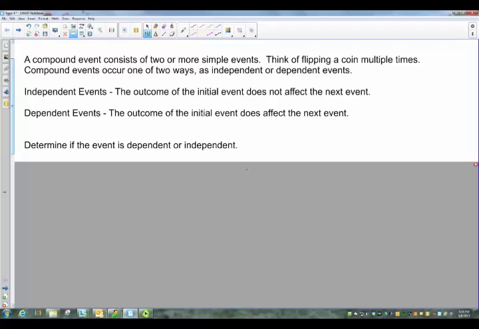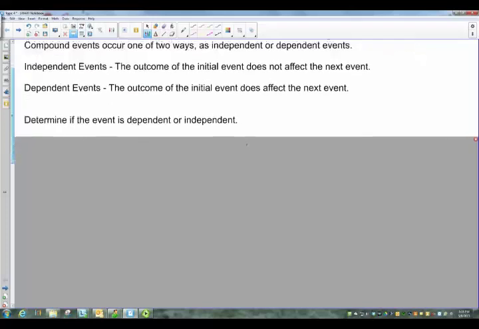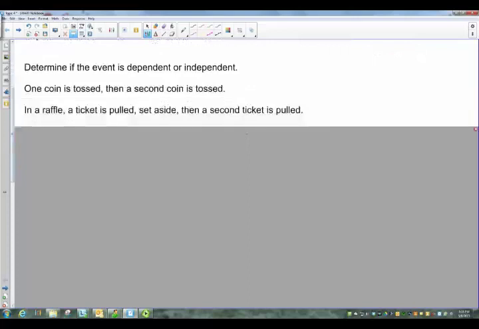Now, if they drew that ticket and put it back in there, there's still 12 total tickets in there. And so, since the sample space didn't change, that is an independent event because you're still dealing with the same number that you started with. So one of the things we want to be able to do is determine if it's dependent or independent.